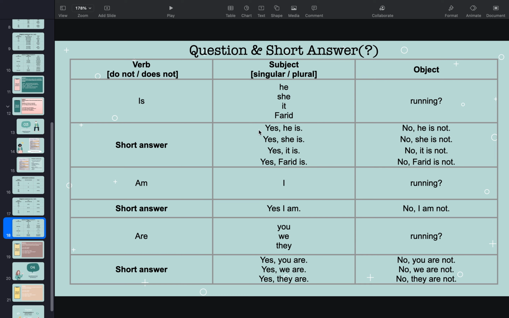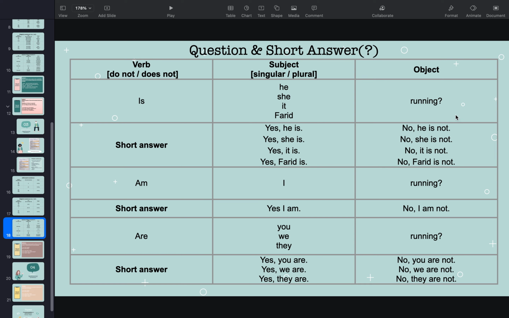Kalau sama macam tadi, it's the same as the previous part. We change the location of the verb from the middle to the beginning of the sentence. Kita tukar kedudukan verb tu daripada tengah ke awal ayat. Okay, kalau nak tanya soalan, if you want to ask a question, this is the arrangement. Okay, susunan dia macam ni.